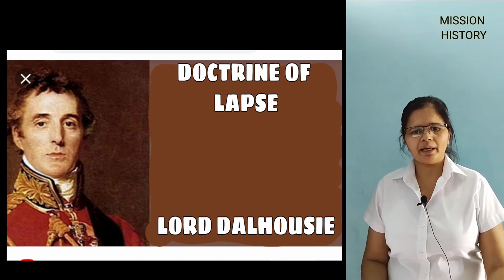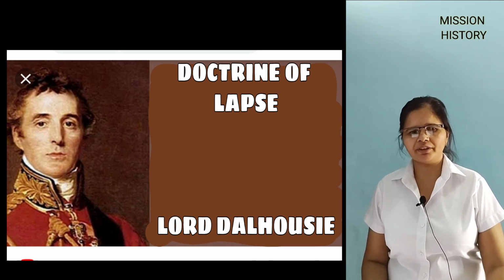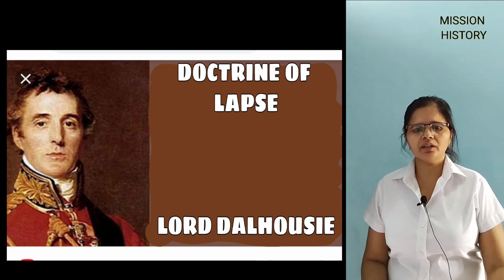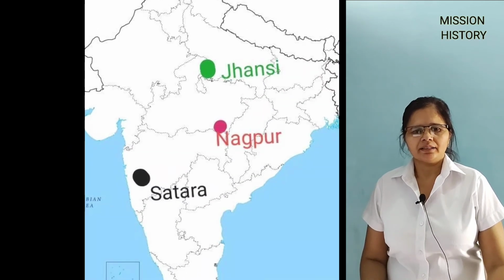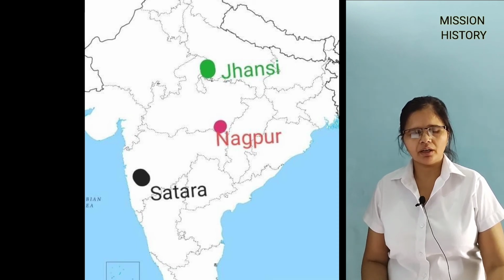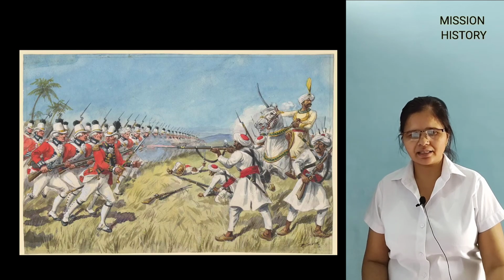The doctrine of lapse became one of the most responsible causes of the revolt of 1857. That was the reason that after the revolt, the doctrine of lapse was abolished to calm down the Indians. The states which were controlled under this doctrine were Satara, Sambalpur, Udaipur, Nagpur and Jhansi.